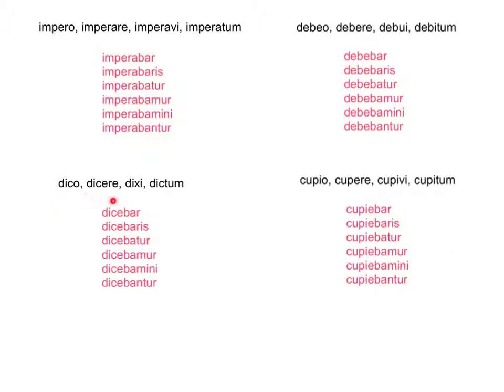For third, dico, dicere, short E there. I know I didn't write any long or short marks, but this is a short E. We add an E after the stem, which is dic, and then we have bar, baris, batur, bamur, bamini, bantur, just like we ought to. And for cupio, cupere, which is a third IO, we know that because we have a short E, and then we have an I there in the first principal part, we add the letters IE after the stem, so cupiebar, cupiebaris, cupiebatur, cupiebamur, cupiebamini, cupiebantur.